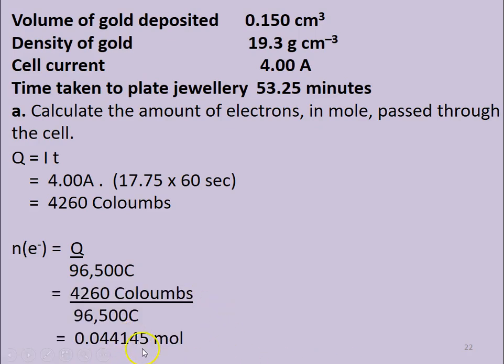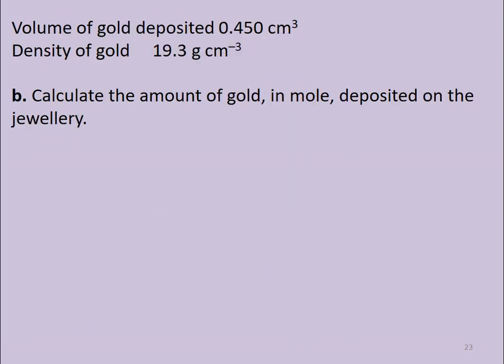I probably should have made that significant figures. So we've got 3 significant figures here, 3 here and 3 here, 4 here. So I should have cut that down to 3. So it should be 0.0441. So that's our first part of our ratio, and then the questions are helping you work out the second thing to do.